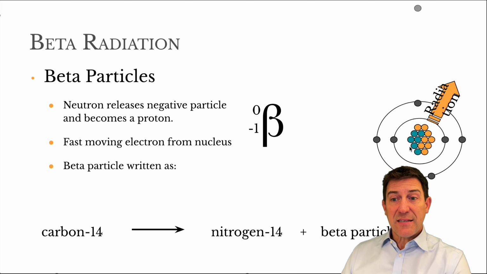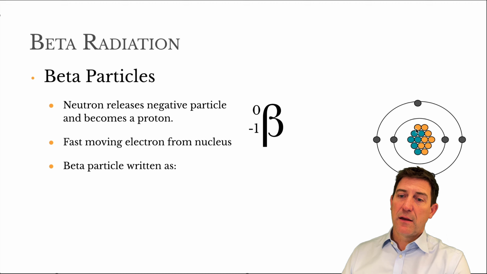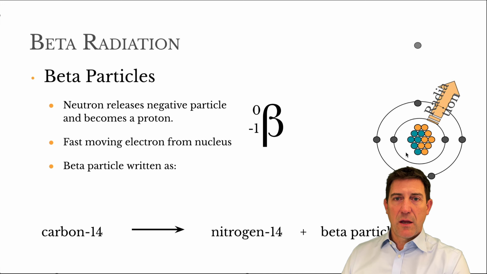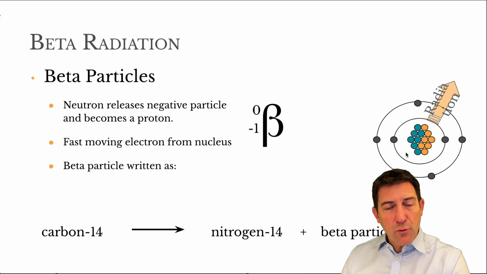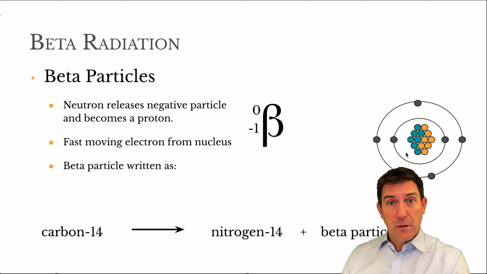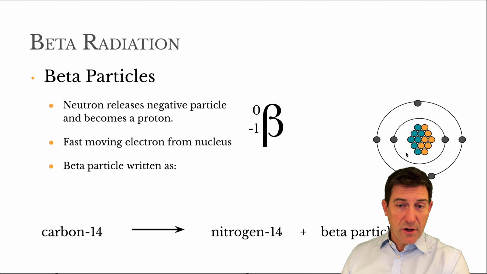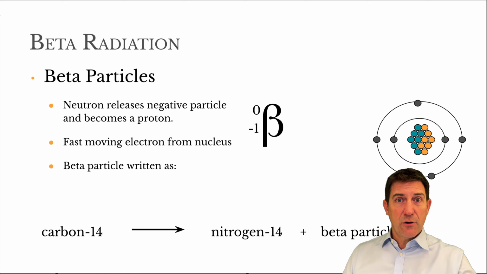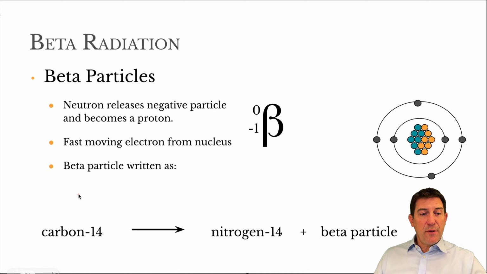So basically what happens is, watch this, a neutron, let's go back. A neutron loses its negative part, we call that a beta particle, and it turns into a proton. So a neutron can turn into a proton when it undergoes radioactive decay.